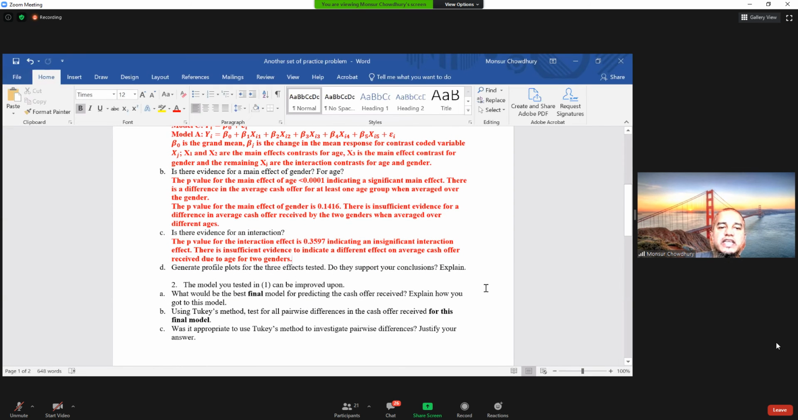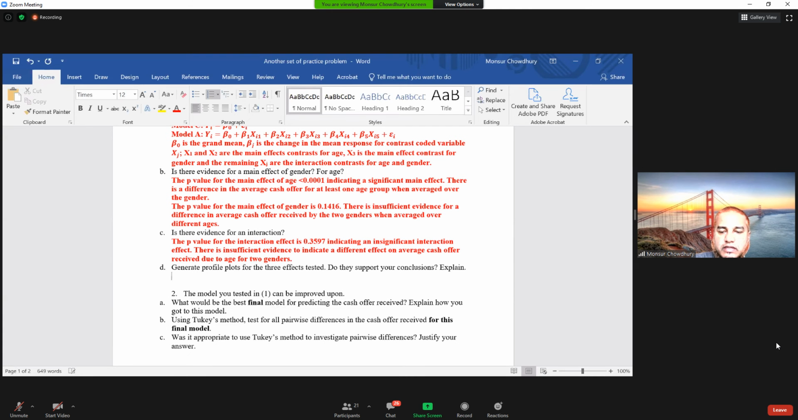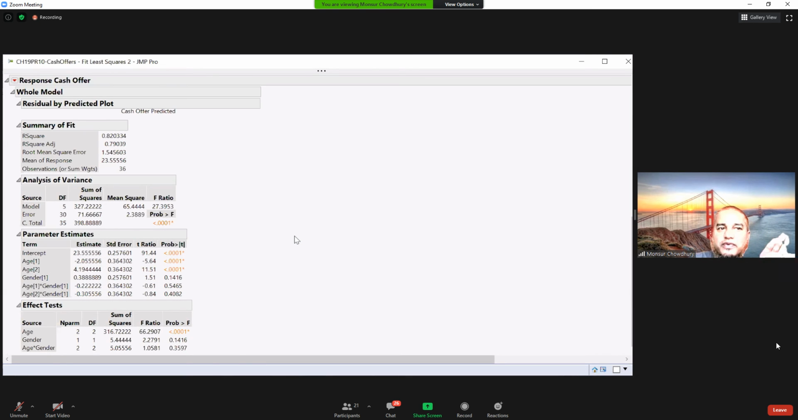Now the next part is to generate profile plots for the three effects tested. Do they support your conclusions? Explain this. Okay, so this is part D. Now, how can we generate the profile plot? We didn't generate the profile plot here, so let me show you one more time how to generate it.